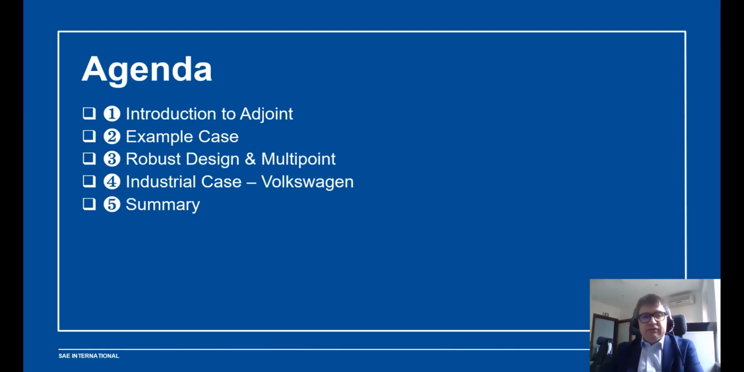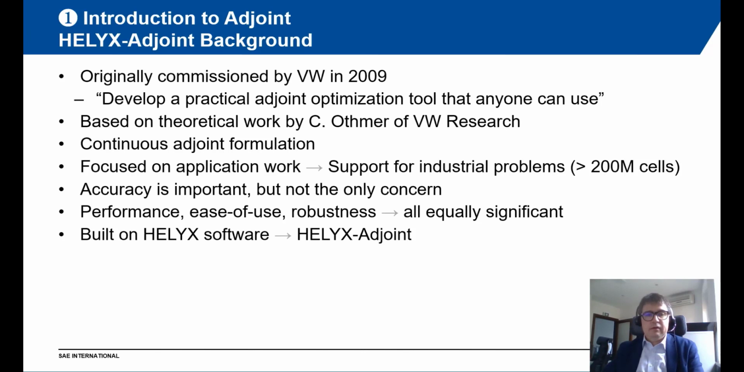Let's have a look at the agenda for today's presentation. So we'll start with an introduction to the adjoints methodology first, and then we'll guide you through an example case applied to topology optimization, then moving to robust design and multi-point definition and how it works in the context of topology optimization. And then I will talk about a real industrial case provided by VW. And finally, a few words as summary of the work done so far.